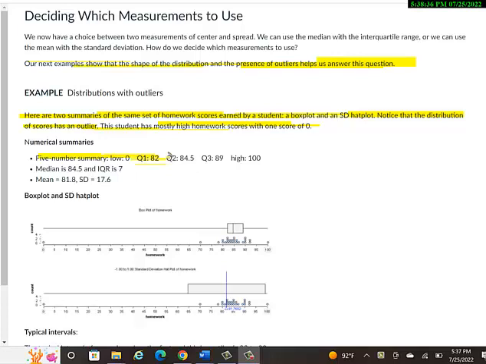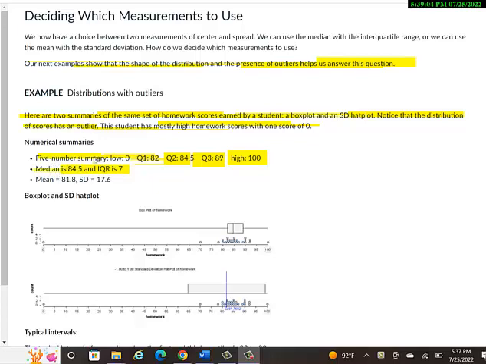So if you take all your scores from highest to lowest and you divide it in 4 pieces, the lowest quarter of your data, the highest of that is 82. That's pretty good. That means 3/4 of your data is higher than 82. That's really good, right? Don't feel bad. Quartile 2 ends at 84.5, so not very far away from quartile 1 at all. Quartile 3 ends at 89, and the high is 100. That's awesome. So this person's doing great. They just missed one homework.